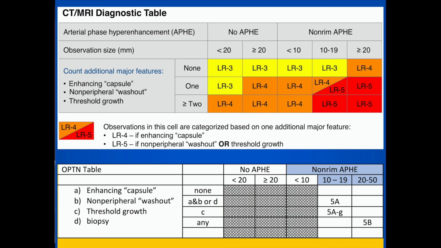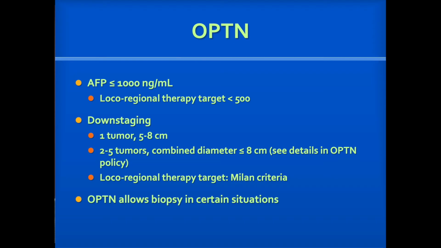If the observation is 10 to 19 millimeters in diameter with arterial phase hyperenhancement and washout, but no other major features, then an LR5 is not equivalent to an OPTN 5A. So a 10 to 19 millimeter mass with arterial hyperenhancement and washout only, but no other major features, does not qualify for exception points.